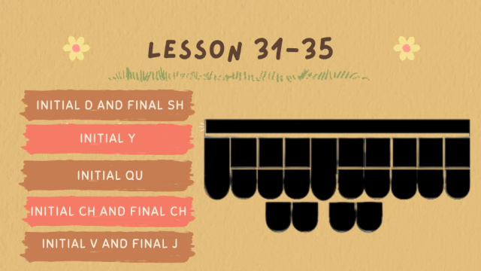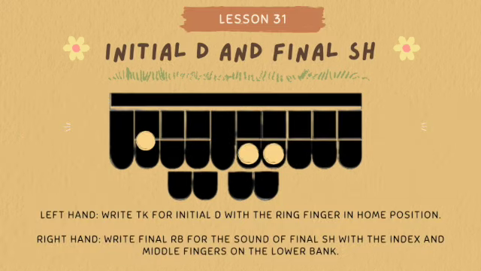Okay, let's start. So we have here lesson 31, that's initial D and final SH. Using your left hand, you write TK for initial D with the ring finger in home position. Again, for initial D, we will use our ring finger between initial T and K. So we will be putting our left ring finger on the crack. Okay, so that will be initial D.